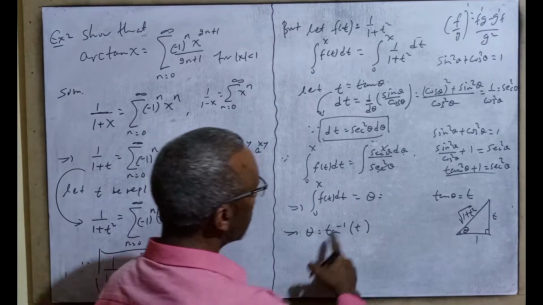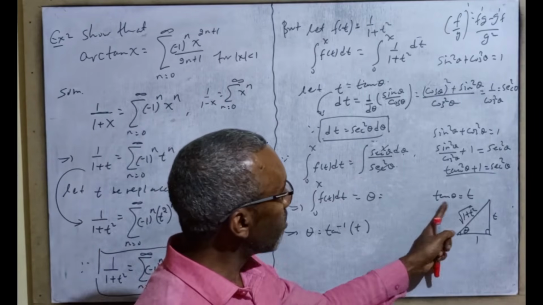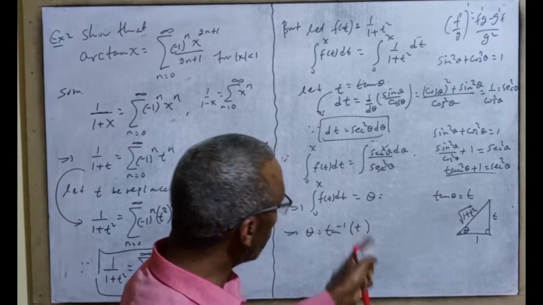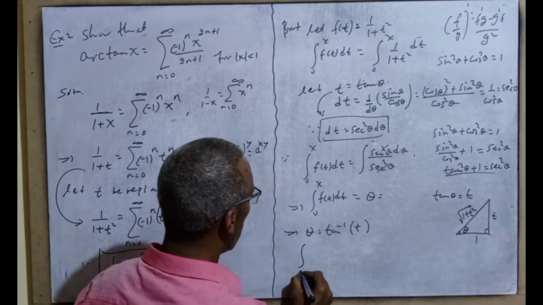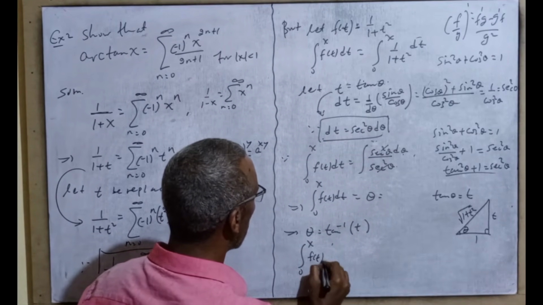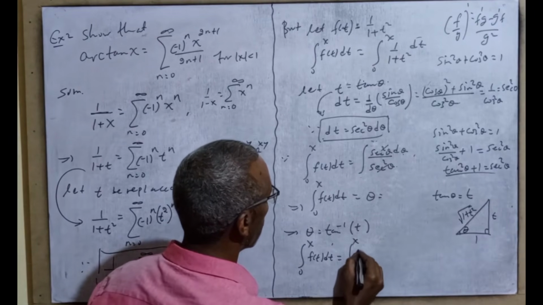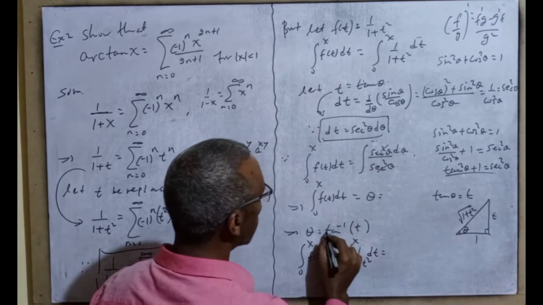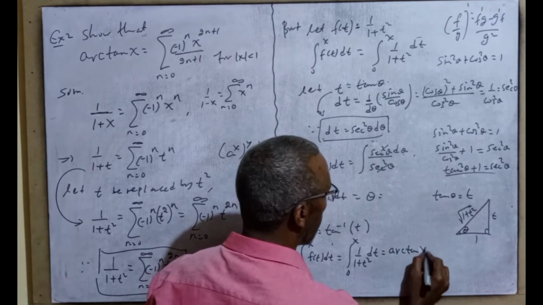Or theta equals arctan of t, because tan theta equals t, so theta equals tan inverse of this. Therefore, the integral from 0 to x of f of t dt is the integral from 0 to x of 1 over 1 plus t square dt, which is tan inverse of t, that is arctan of x.